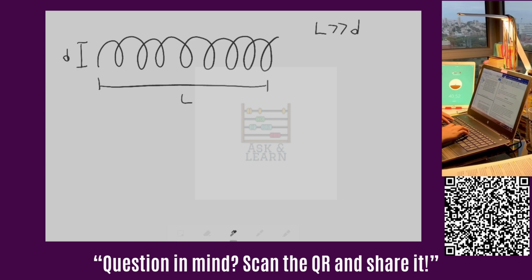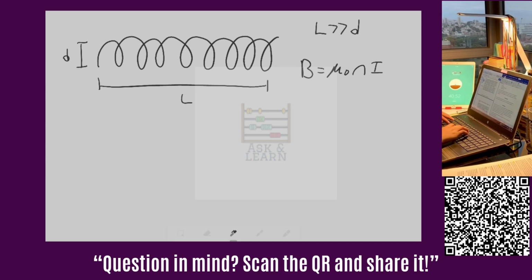So it's going to be a uniform magnetic field throughout the solenoid, and the magnitude of that field is going to be given by the permeability of free space, mu naught, multiplied by the turn density, so how many turns of wire we have per unit length, multiplied by the current running through that coil, because of course we need a current to cause a magnetic field.